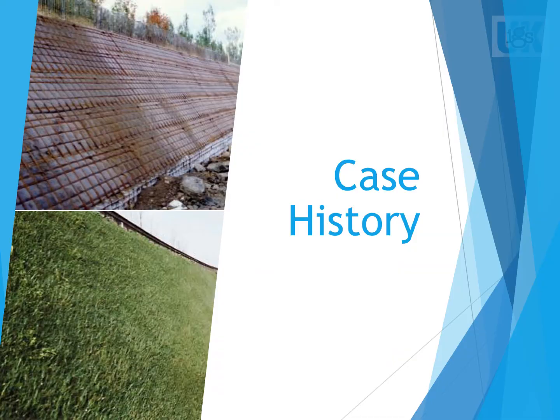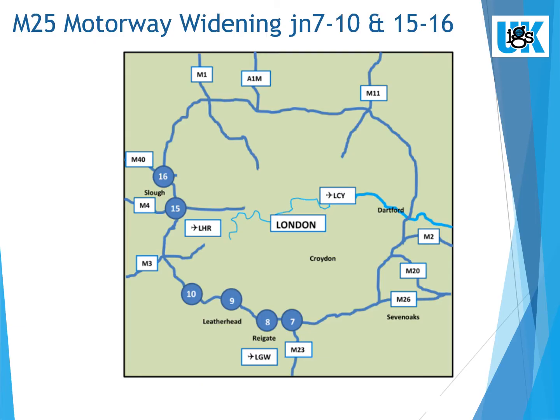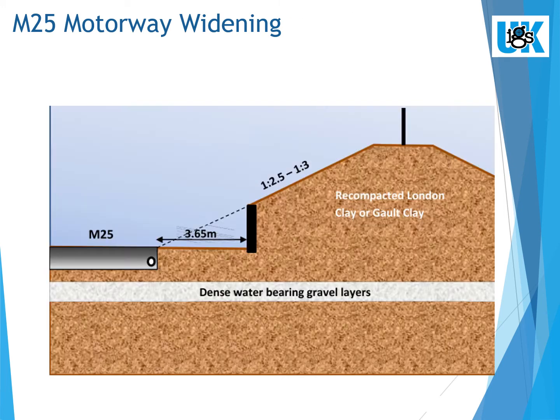A brief case study on the first use of reinforced soil slopes on the UK motorway network. From 1994 to 1996, the first widening of the M25 motorway to 4 lanes was carried out on the southwest corner of the M25 between Reigate and Heathrow.